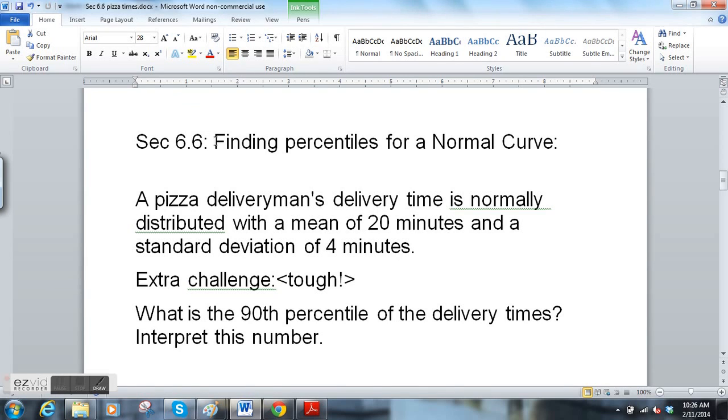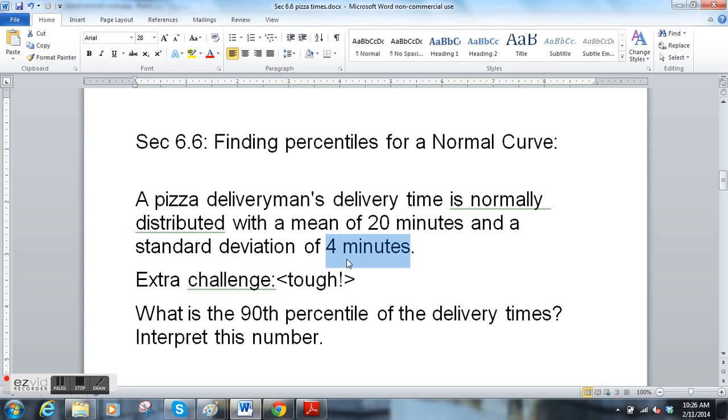Here we are, section 6.6, and still with the pizza delivery guy. This time I wanted to look at finding percentiles for a normal curve. Before we were finding probabilities, and now we're looking at percentiles. A little bit different. So here's the question again. The pizza delivery guy's time is normally distributed with a mean of 20 minutes and a standard deviation of 4 minutes. And here's the extra challenge question that is tough. What is the 90th percentile of the delivery times? And then interpret this number. So, what is the 90th percentile?